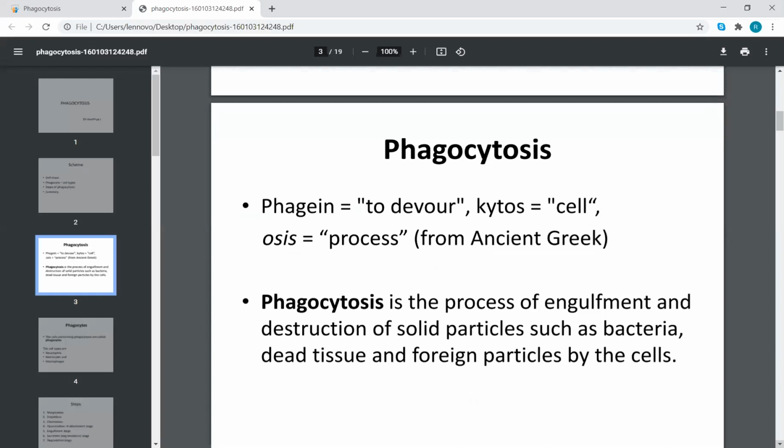Phagos is to devour, cyto is cell. Somebody, unfortunately, in an exam, when told to define phagocytosis, put "cell eating." That is not exactly acceptable. The definition is very clear there. It is the process of engulfment and destruction of solid particles, for example, bacteria, dead tissue, and foreign particles by the cells.